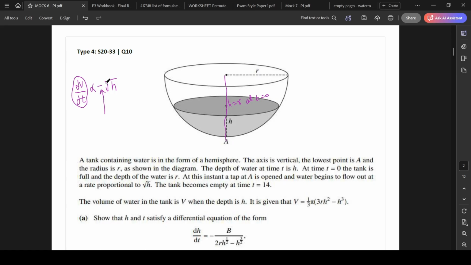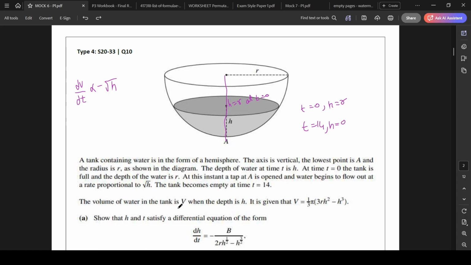Why is there a negative sign? To show that the water is flowing outside of the tank. The tank becomes empty at t is equal to 14. So at t is equal to 14, h is equal to 0. At t is equal to 0, h is equal to r. This information is given, and along with that, this information is also given to us.